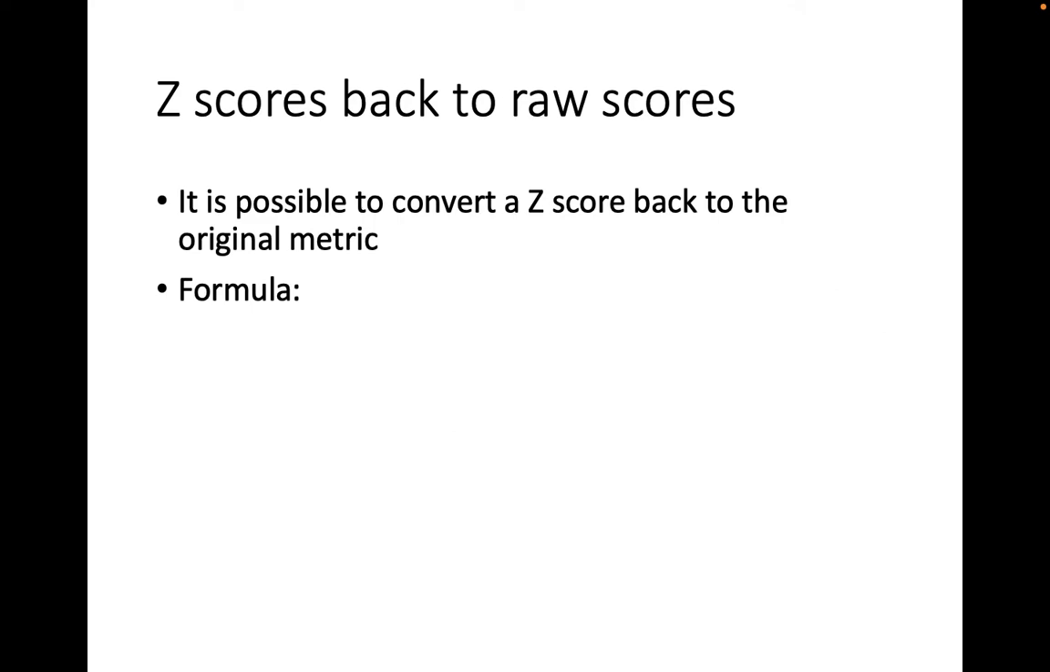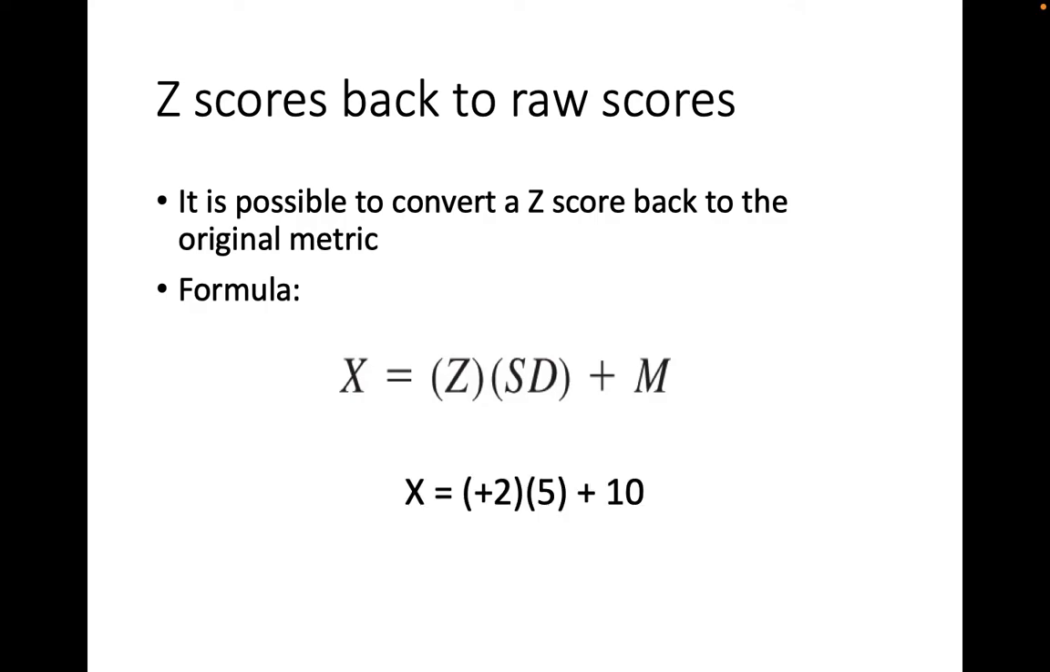It's also possible to convert a z-score back to the original metric. Here's the formula for doing so. This is really just the z-score formula that's been rearranged using algebra. Here's a little practice. Let's take that person's z-score of 2 on the depression inventory, and let's just say that we know that they scored a z-score of 2, and we want to work backwards to get their raw score. Plugging in the mean of 10 and the standard deviation of 5, we can get to a raw score of 20.